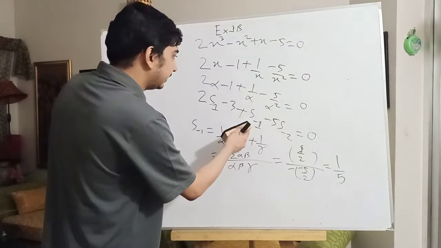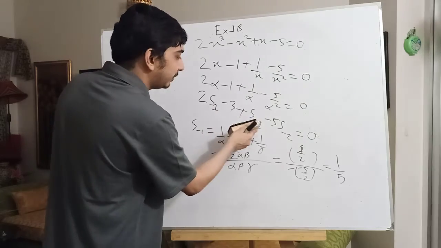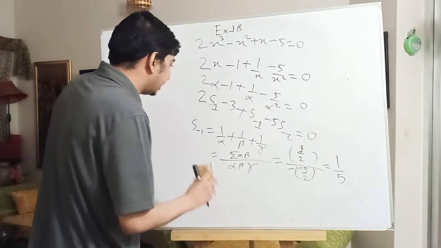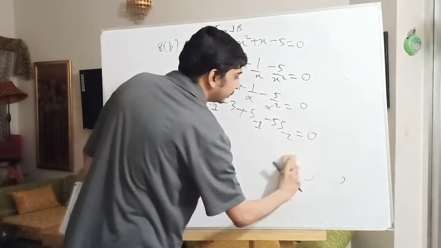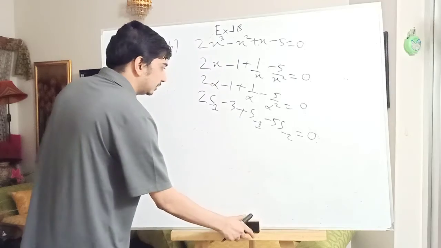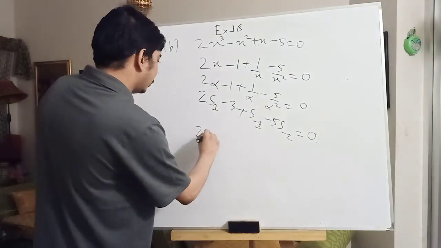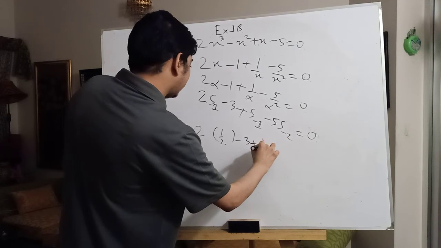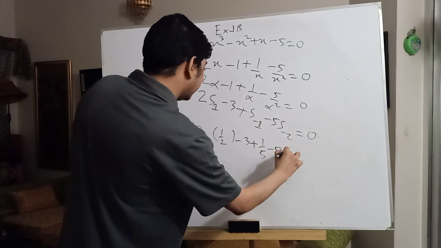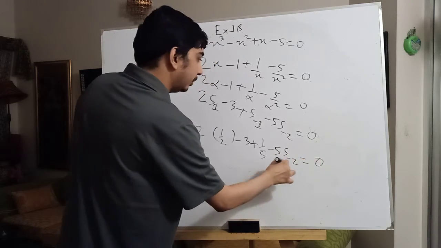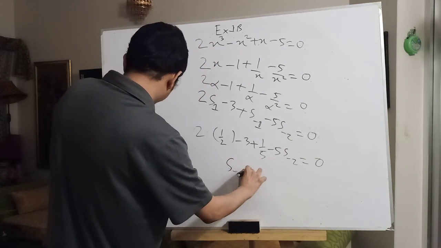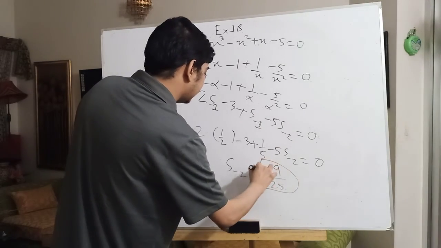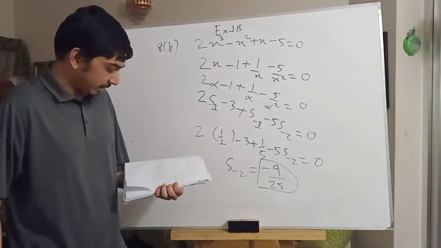We know the value of S_1, and we know the value of S_{-1} also. Now we can insert the values over here to get the value of S_{-2}. So 2 into half minus 3 plus 1 by 5 minus 5 into S_{-2}. Here the only unknown is S_{-2}. So S_{-2}, the value we get is minus 9 by 25. This is the answer: minus 9 by 25.